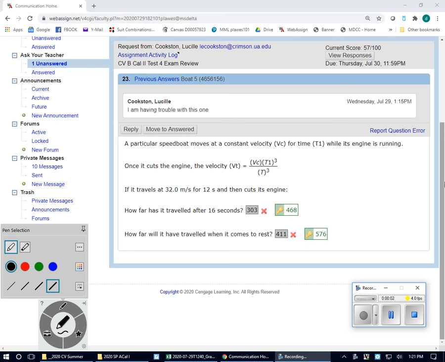Okay, so without giving you all the answers, let's see what we can start with. I know my constant velocity is 32, so that is 32 in 12 seconds. So that's 12 to the third power, whatever number that is. That's a big number. And because that's on the bottom, that's going to be t to the negative 3. So there's where my velocity equals that, and that's after I cut my engine at 12 seconds.